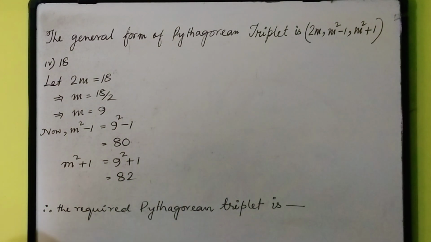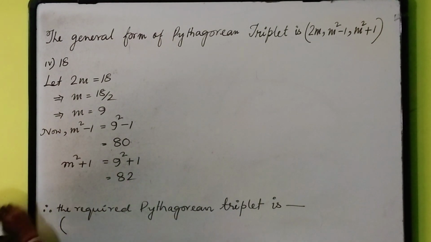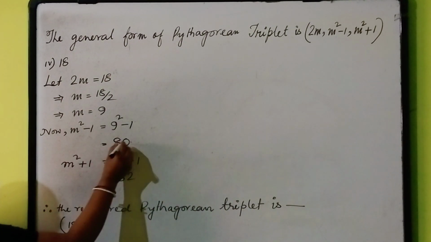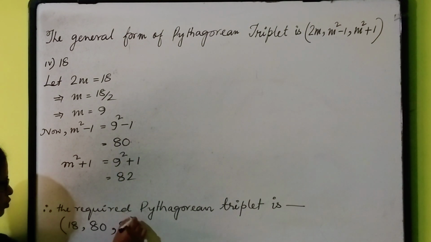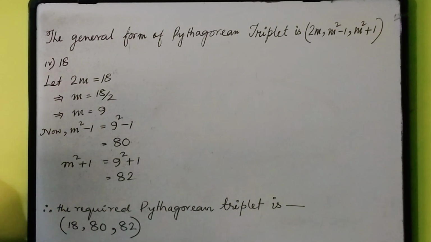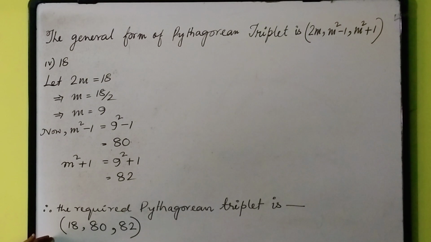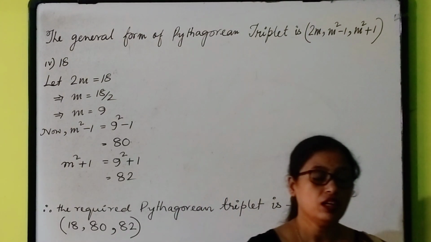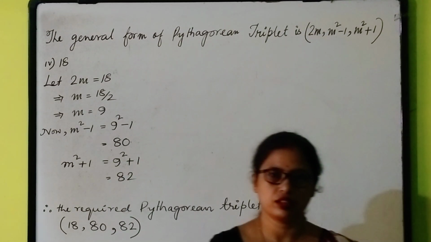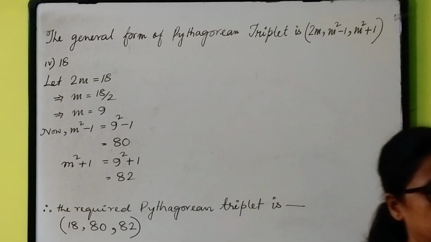Now, your members are ready. You just have to write down the triplet. Therefore, the required Pythagorean triplet is: first member is 2m, 2m is 18, whatever is given in the question. Second member 80 and third member 82. You have to write by putting commas and insert them inside a bracket. This is how we have to write the Pythagorean triplet. Okay, my dear students, hope you have understood how to write down the Pythagorean triplet. Have a glance on the board.